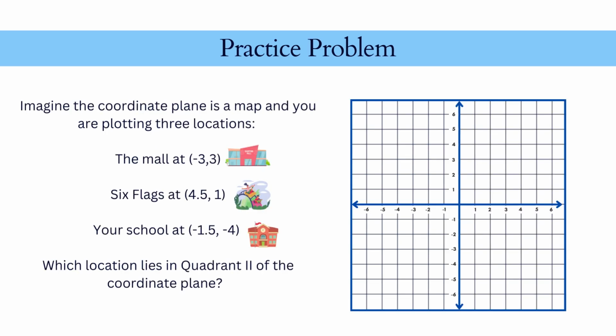Let's practice. Imagine the coordinate plane is a map, and your students are asked to plot 3 locations: the mall, Six Flags, and your school. Which location lies in quadrant 2 of the coordinate plane?